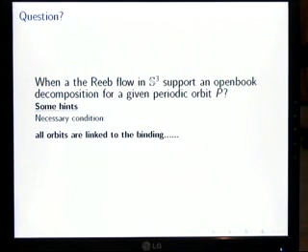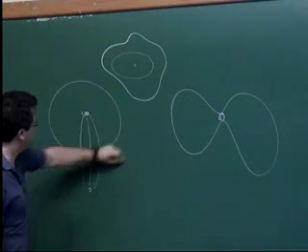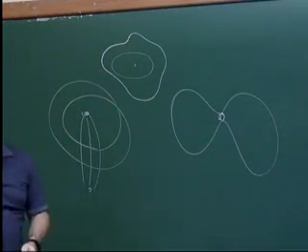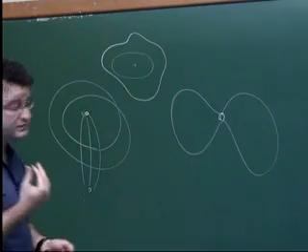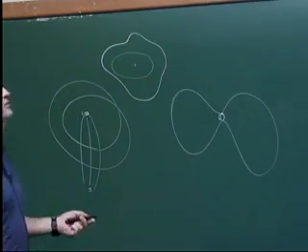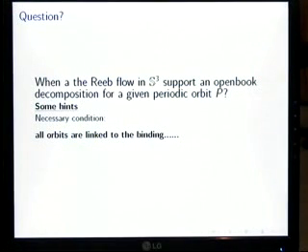If we look back at the open book decomposition, this is the orbit here, and we have the leaves, and all the other periodic orbits are linked to the given binding of the open book decomposition. The question is, this is necessary, of course, but is it sufficient?